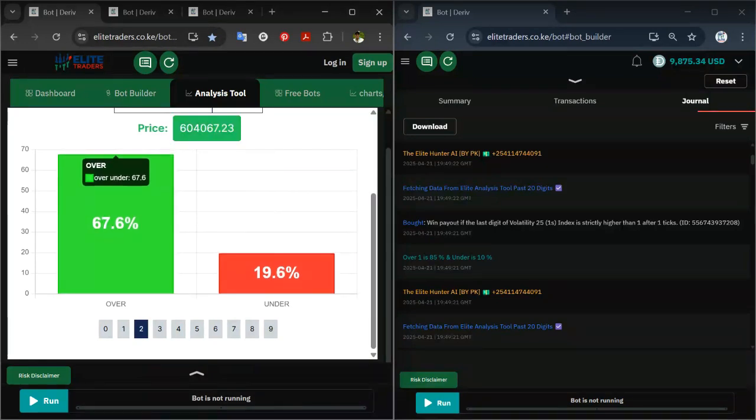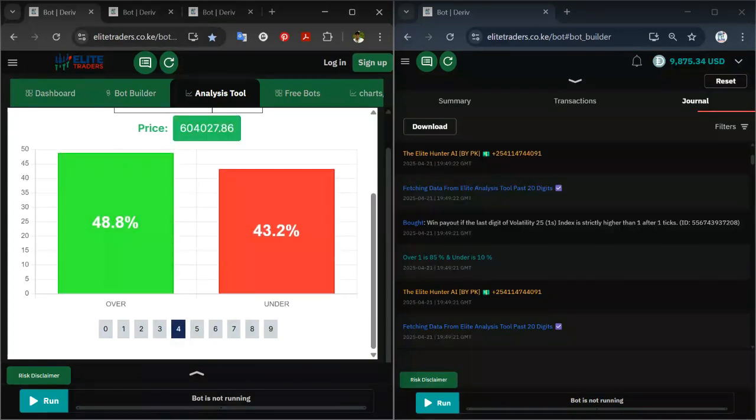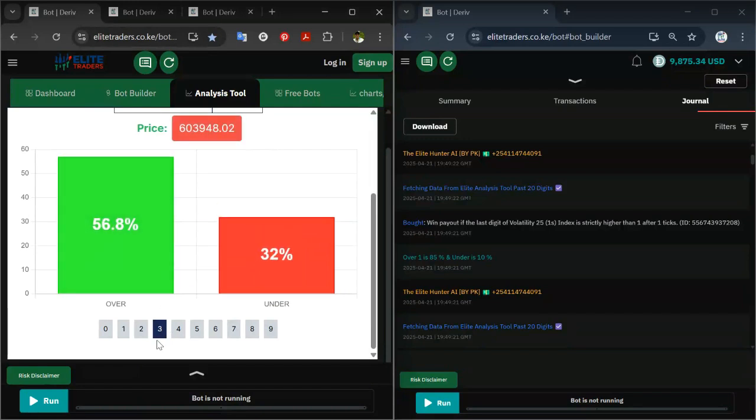Then if you are doing a recovery with over 4, this percentage here should be 50% and above. In case you are trading something like over 3 with a recovery over 4, the chance of winning the over 3 market is actually 60%. That means the over 3 market should always be 60% and above.